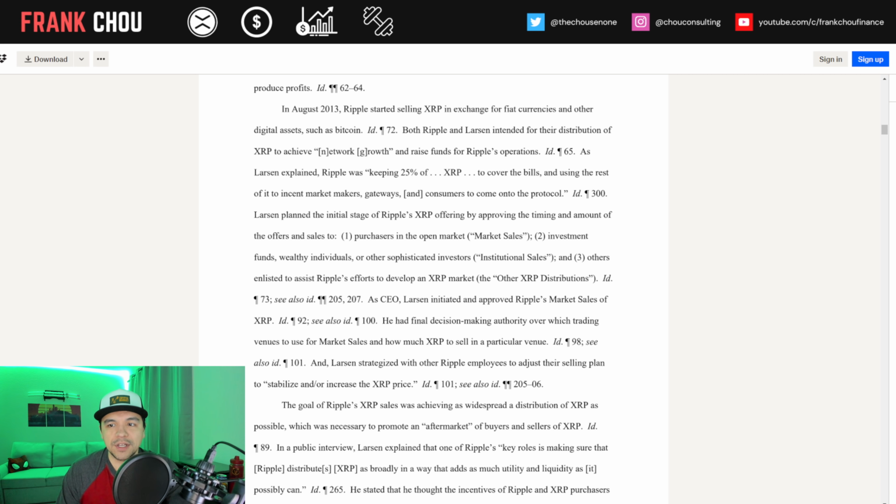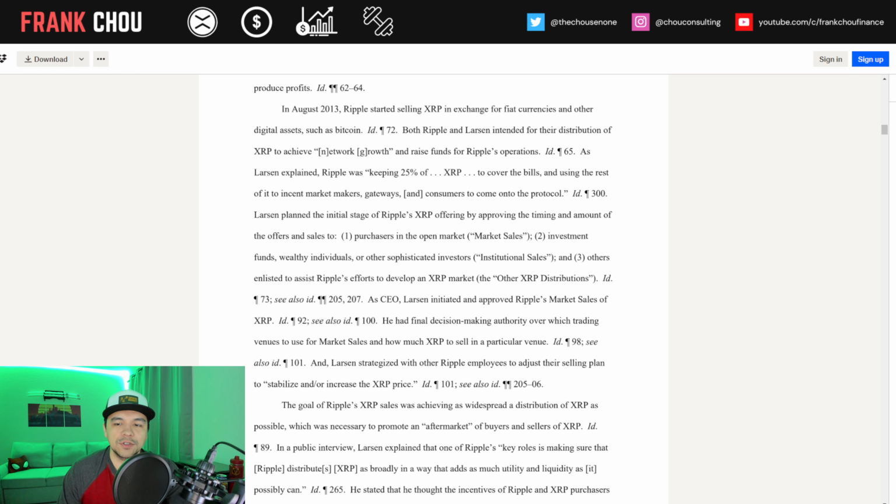Both Ripple and Larsen intended for their distribution of XRP to achieve network growth and raise funds for Ripple's operations. Larsen explained Ripple was keeping 25% of XRP to cover the bills and using the rest of it to incent market makers, gateways, and consumers to come onto the protocol.